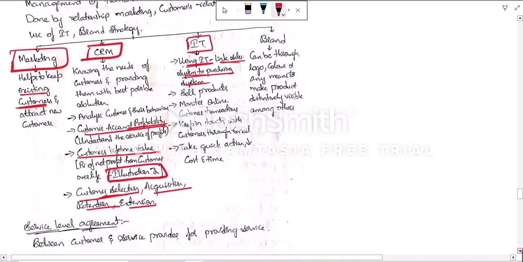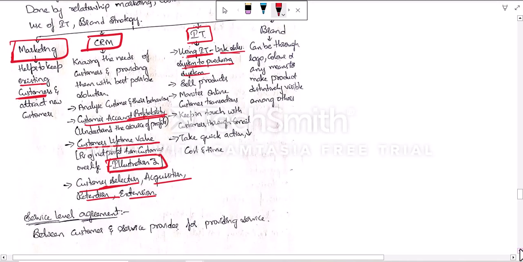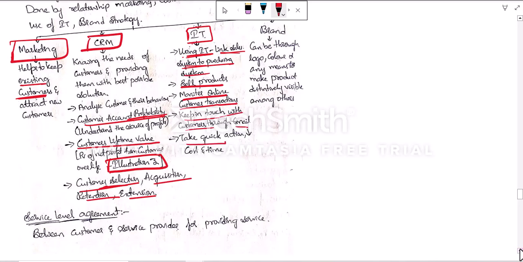And we should sell the products online. We can sell using information technology, and monitor the online customer transactions. And we should keep in touch with customers through email. Take a quick action if they have any queries. Take a quick action, and it should be low cost and time.